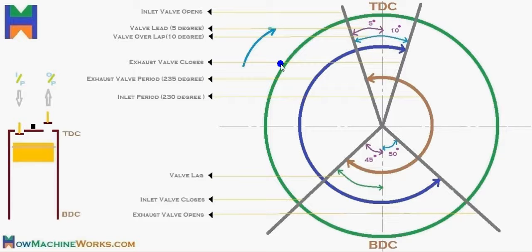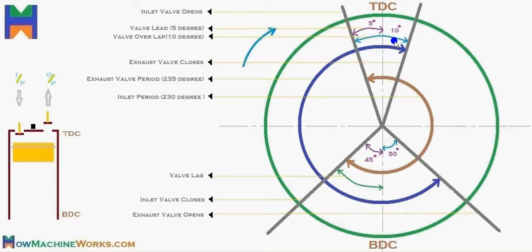This ash line, if you follow, is where the exhaust valve closes. It's almost 5 degrees after the top dead center, which is known as the valve lag. So if we calculate, it is 50 plus 180 plus 5. So the exhaust valve period is 235 degrees of crankshaft rotation. The inlet period is 230 degrees, which is the brown line. The exhaust period is 235 degrees, which is the blue line. There is a valve lead of 5 degrees and a valve lag of 45 degrees in the inlet period, and a valve lead of 50 degrees and a valve lag of 5 degrees in the exhaust period. So that's valve lead and valve lag.